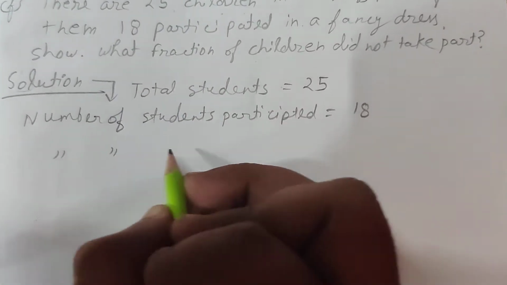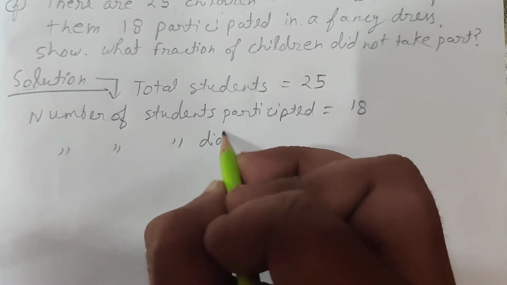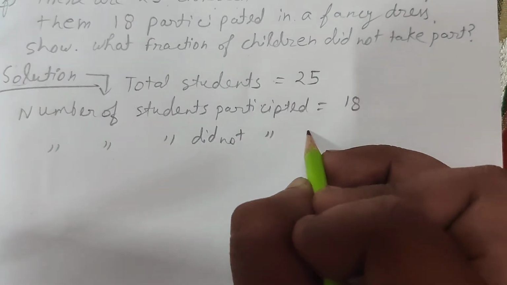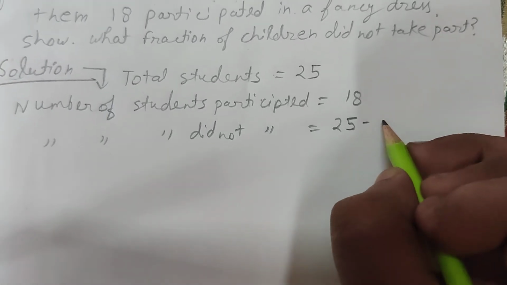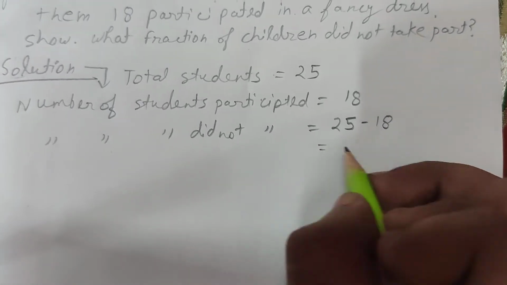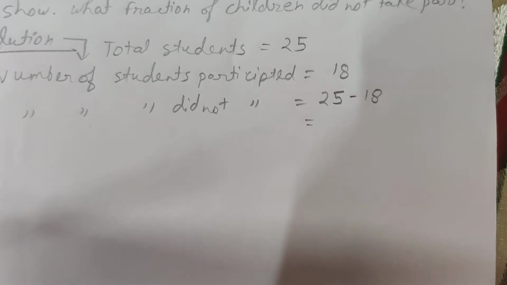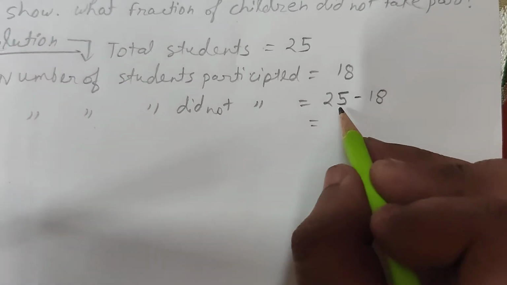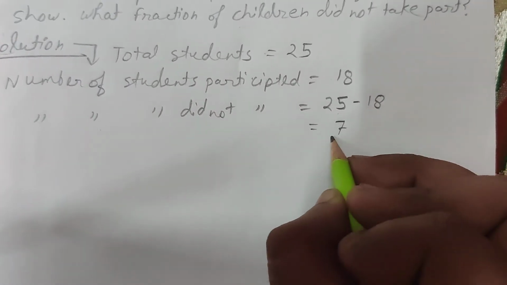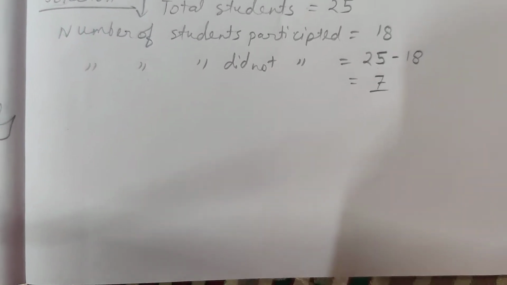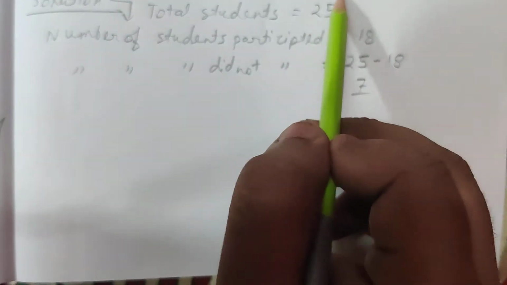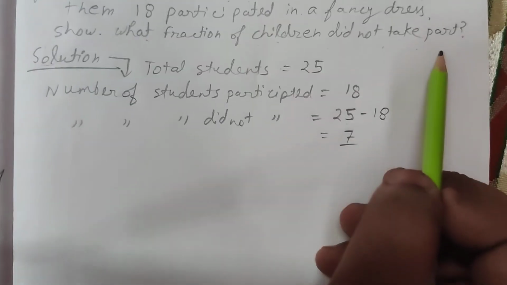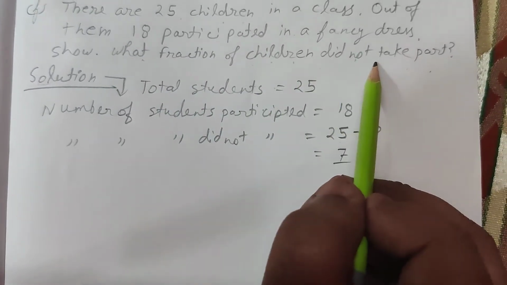Then number of students who did not participate. How many are there? There were 25 people, and 18 participated. To find how many did not participate, we have to subtract. 25 minus 18 is equal to 7. 7 students didn't participate. So what we have to find? What fraction of children did not take part?